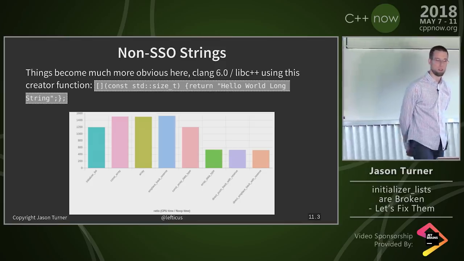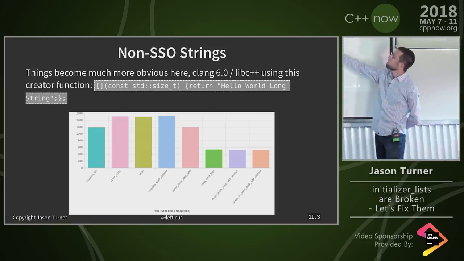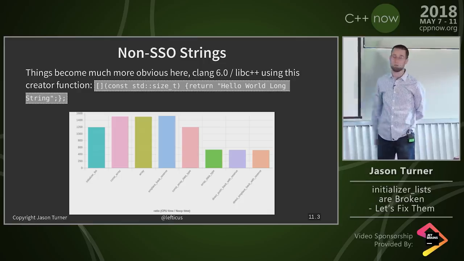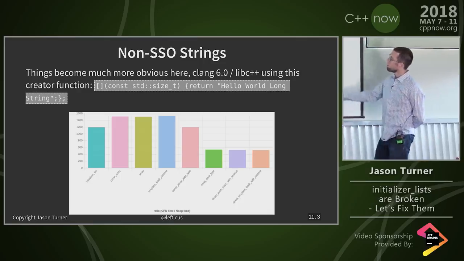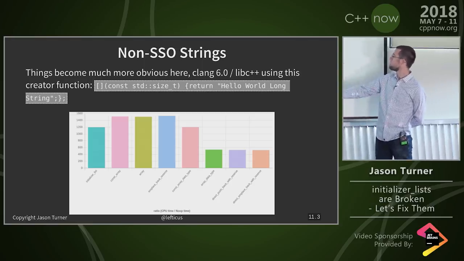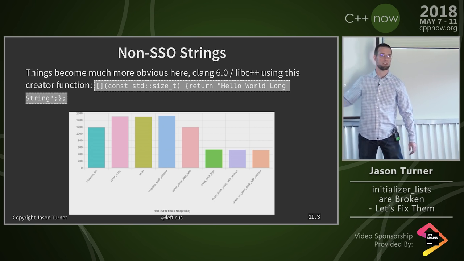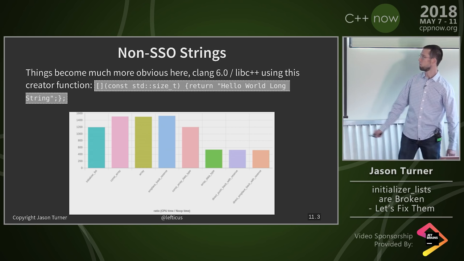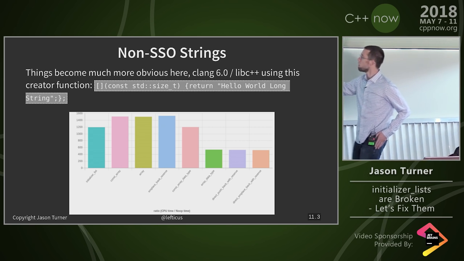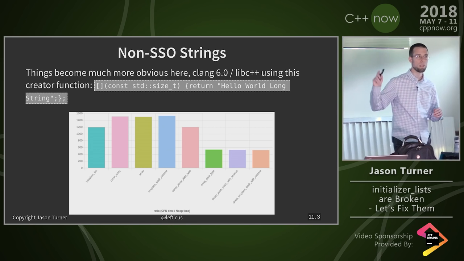If we don't have strings that fall into the small string optimization, like this, I am returning a const char star here of hello world long string, which is now longer than 15 characters. And our movable array and our direct push back. This is the first slide where I did try push back versus in-place back, just for the record. So all of our real options here now start to beat the initializer list flat out because we're not using small strings.